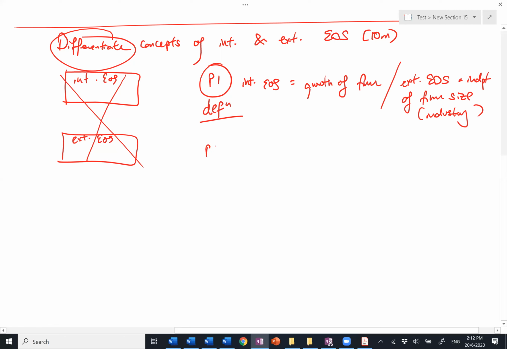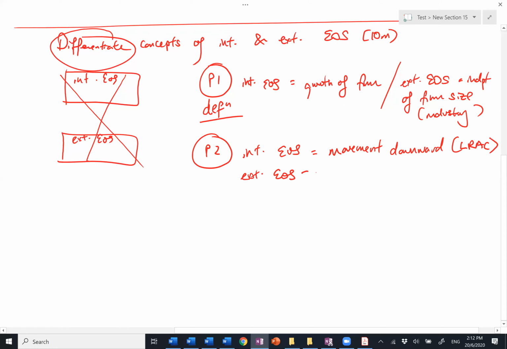Then paragraph 2, okay? Under paragraph 2, I'll say, okay, internal EOS is a movement downward along your LRAC. External EOS is a downward shift in your LRAC. This was inspired by the diagram. Of course, you draw the diagram.